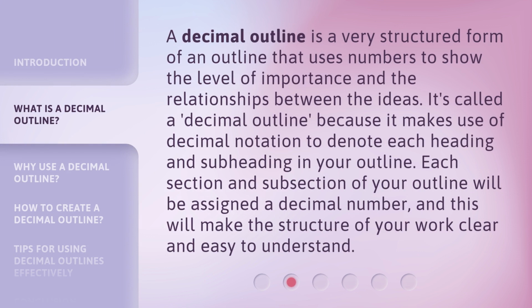A decimal outline is a very structured form of an outline that uses numbers to show the level of importance and the relationships between the ideas. It's called a decimal outline because it makes use of decimal notation to denote each heading and subheading in your outline. Each section and subsection of your outline will be assigned a decimal number, and this will make the structure of your work clear and easy to understand.